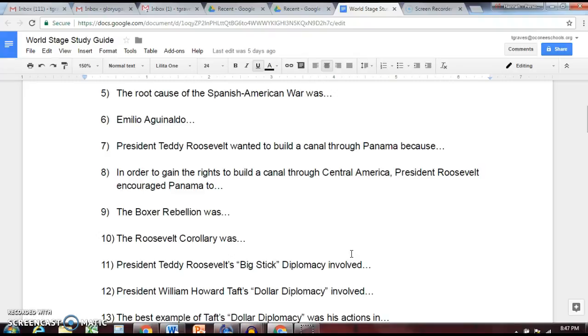So Roosevelt comes in and adds to the Monroe Doctrine with the Roosevelt corollary, and he says specifically, if you come mess with the West, we're going to use our military to stop you.